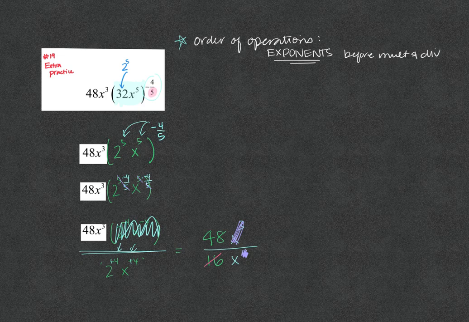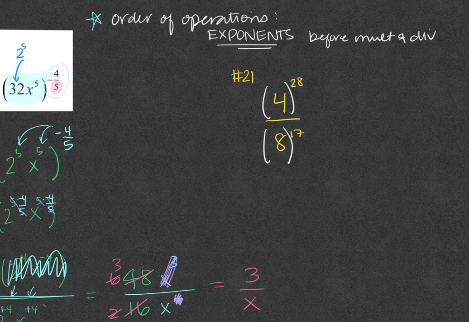8 goes into 16 twice, and 8 goes into 48 6 times. And you can see, oh, shoot, 16 went into 48. But that's not a problem. 6 over 2, that's just going to become 3. So your answer is 3 over x.